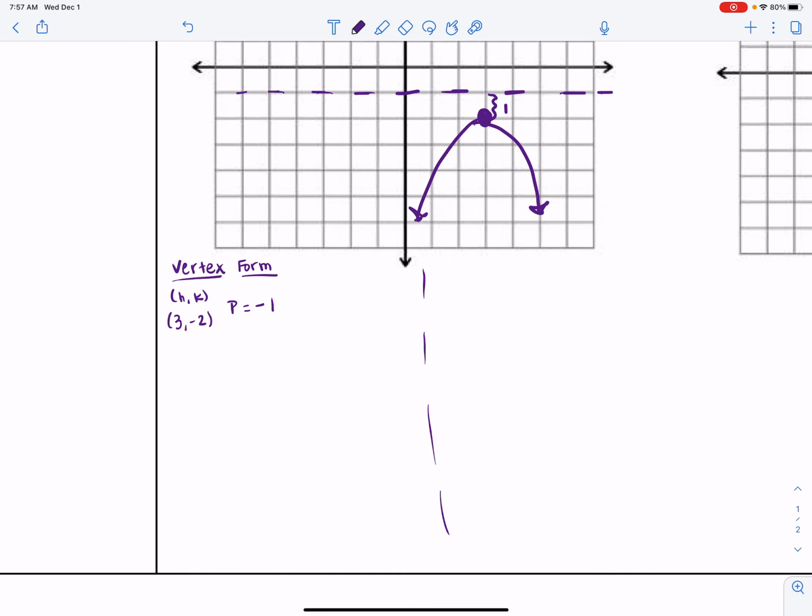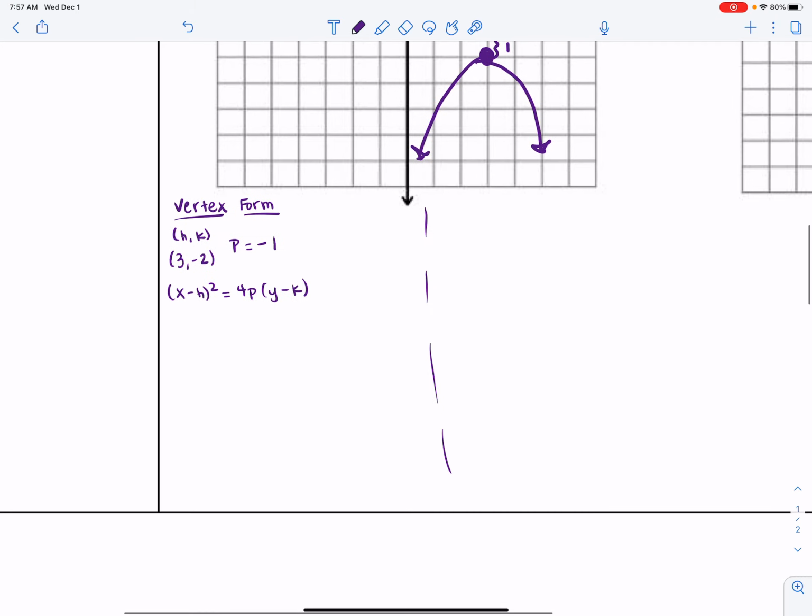So if I know that, I'm just going to fill in the formula. So we had (x minus h) squared equals 4p (y minus k). Okay, so when we fill in our numbers, we've got (x minus 3) squared equals 4 times -1 times (y minus -2), but if I subtract the -2, it becomes plus. Now I'm going to multiply 4 and negative 1. So I have (x minus 3) squared equals negative 4 times (y plus 2). Okay, that's the vertex form.